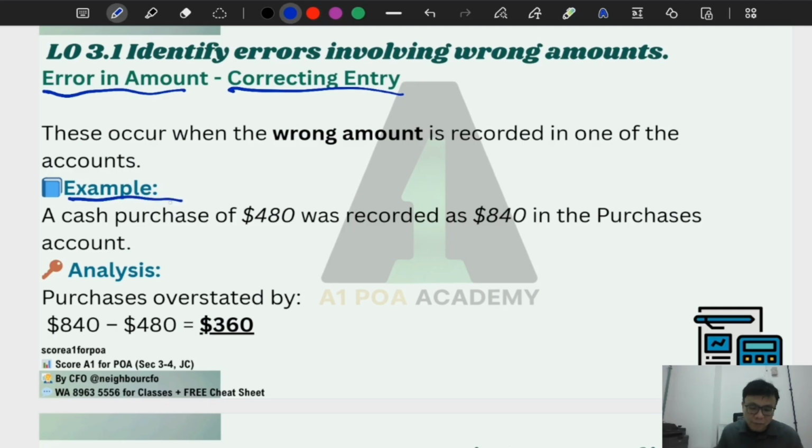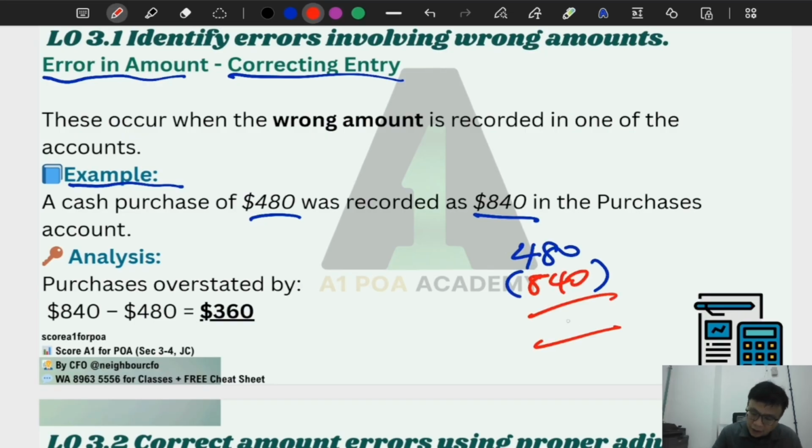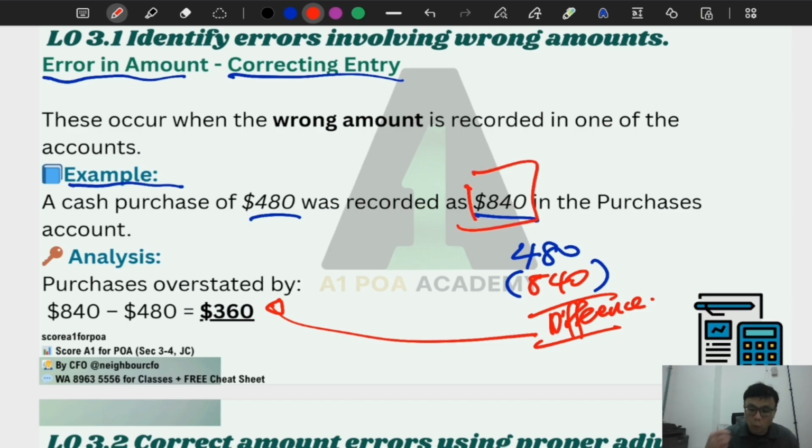For example, a cash purchase of 480 was recorded as 840 in the purchase account. So you can see that once again, in the midst of keying in, 480 swapped and became 840, right? So the correct amount less the incorrect amount gives you the difference here due to the manual error. So purchases are overstated by $360 in this instance, because 840 was recorded in the purchases account instead of the lower amount, which is the actual one, 480.